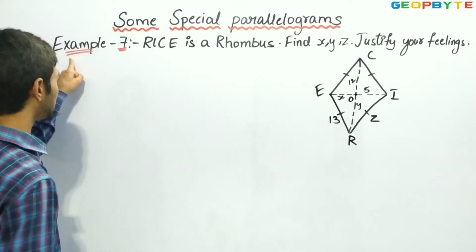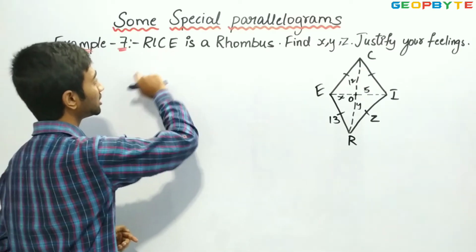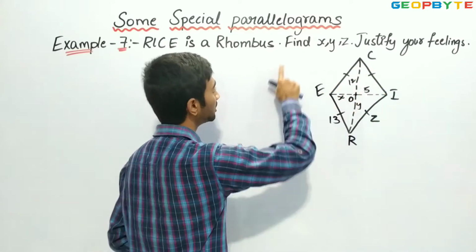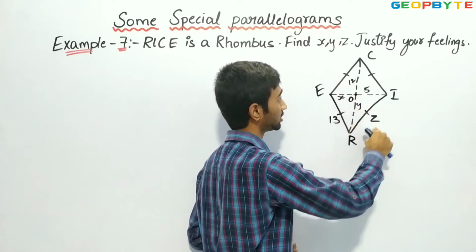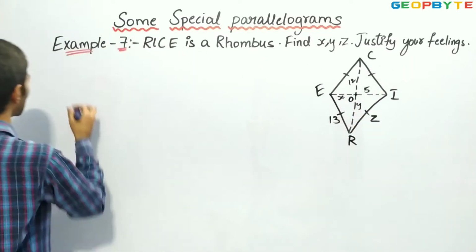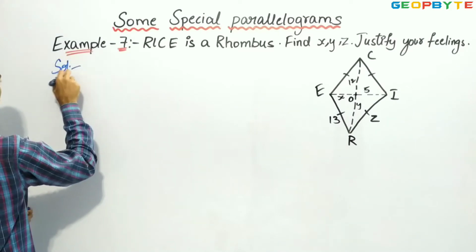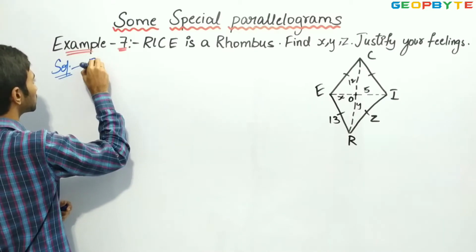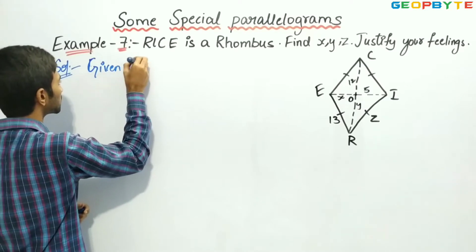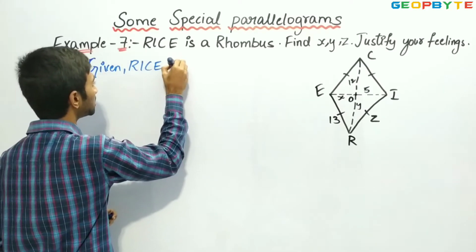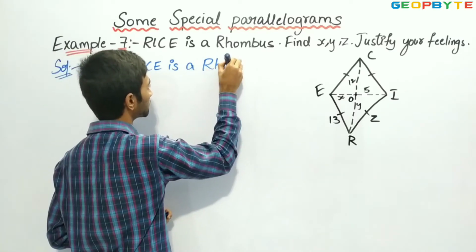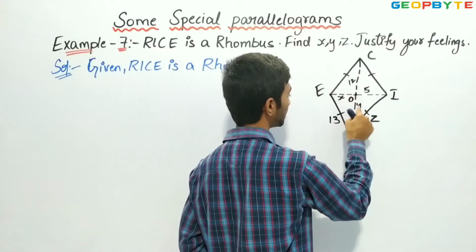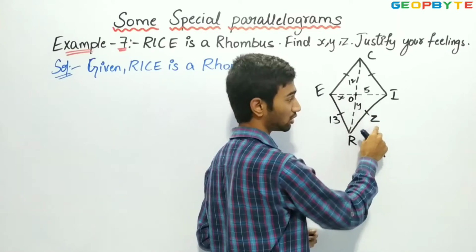Now let us see example 7. RICE is a rhombus. Find X, Y, Z. Justify your answer. So let us find X, Y, Z. We know that, given, RICE is a rhombus. So here we will find the values of X, Y, Z. First we will find the value of Z.